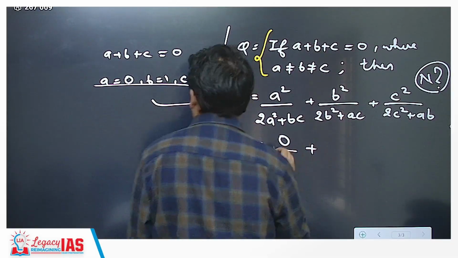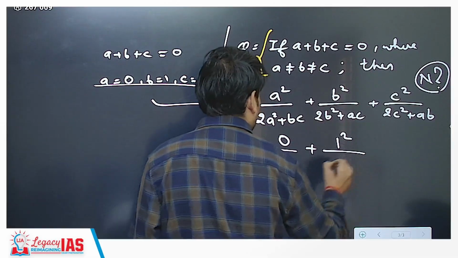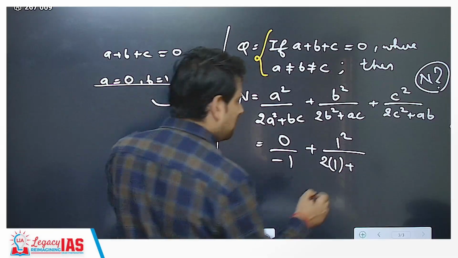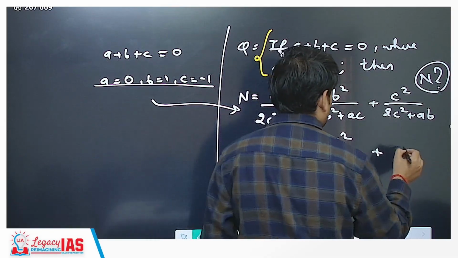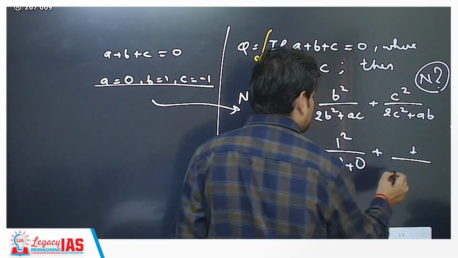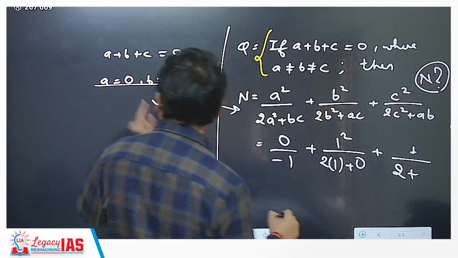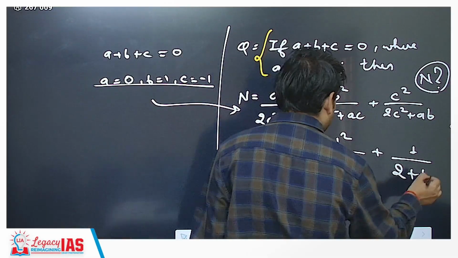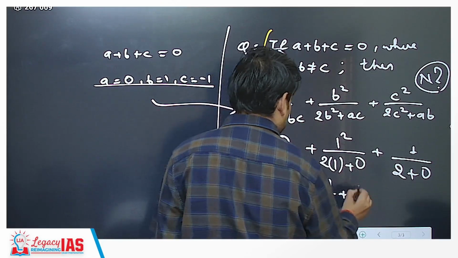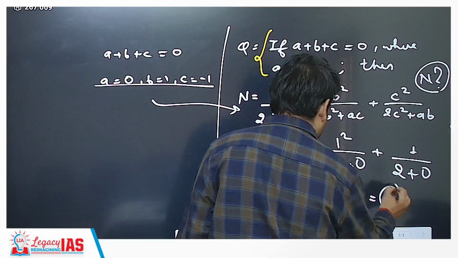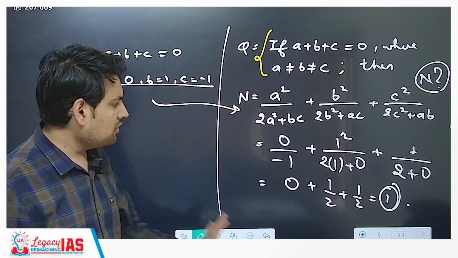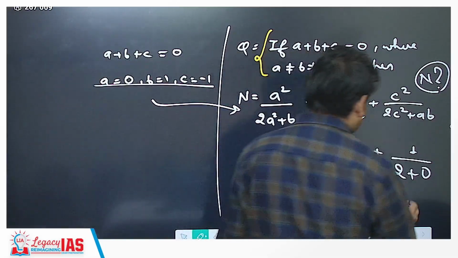Then in place of b I put 1, so this becomes 1 square upon 2 into 1 plus ac. What is ac? a is 0, so this becomes 0. Next c square is minus 1 square, that is 1. Now 2c square gives me 2 plus ab. Now a is 0, so this also will come out to be 0. What you got? This is 0 plus 1 by 2 plus 1 by 2. So you got the answer simply. This is how you have to do. Now this came out to be defined, so this becomes your answer.